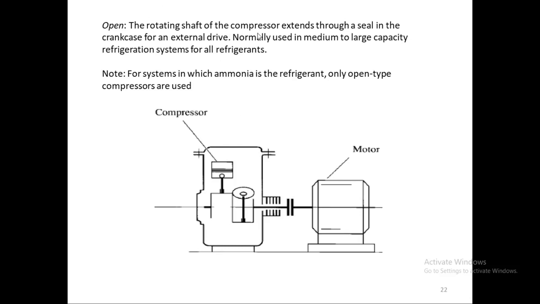The rotating shaft of the compressor extends through a seal in the crankcase for an external drive, normally used in medium to large capacity refrigeration systems for all refrigerants. Note: for systems in which ammonia is the refrigerant, only open type compressors are used.